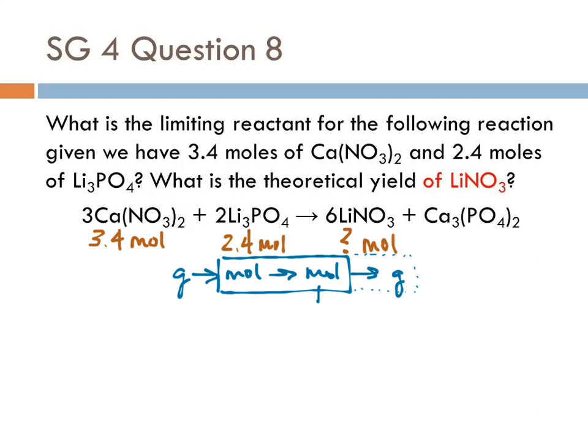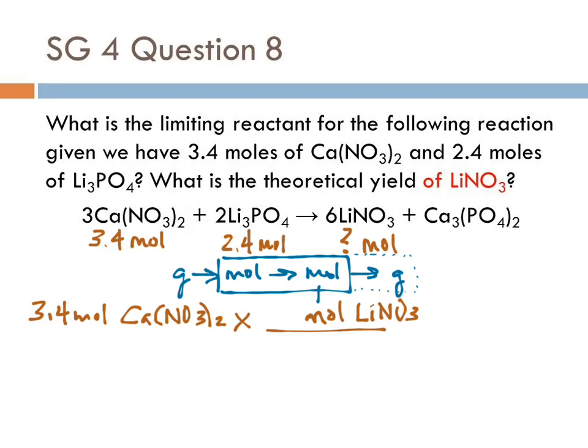So let's start with the first one first. So 3.4 moles of calcium nitrate. And yes, it's tedious to write those formulas. Get over it. What are we trying to find? Well, we're trying to find moles of lithium nitrate. And then we want our units to work out. So we put moles of calcium nitrate in the bottom. So they cancel out. And that's it for that one.